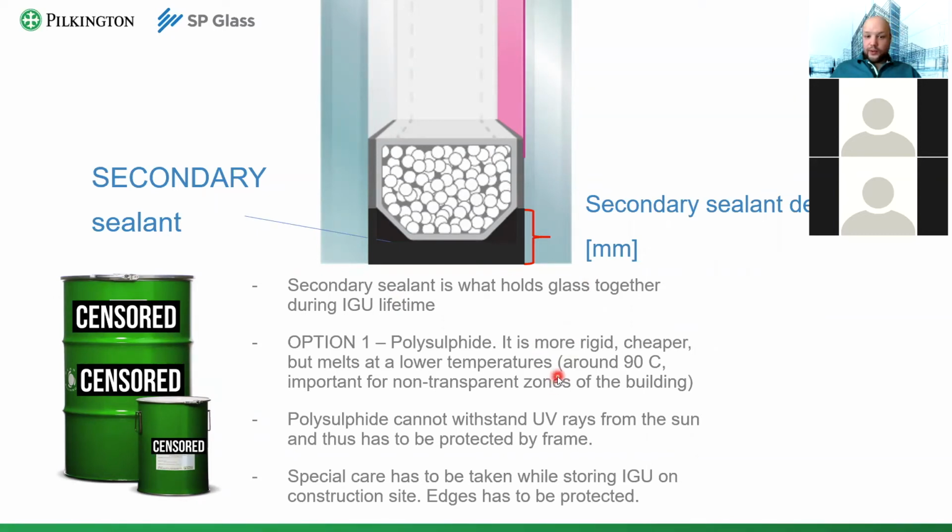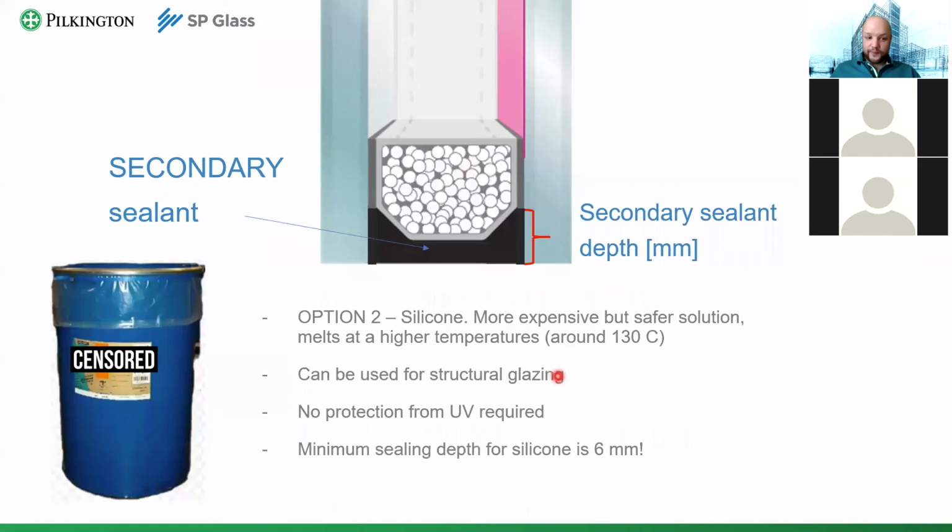Now we are coming to the sealant which is different. This is silicone. And it also has some advantages and disadvantages. The primary advantage being that it does not care about ultraviolet. Absolutely. Ultraviolet cannot harm silicone. But the disadvantage being that silicone is more expensive than polysulfide.